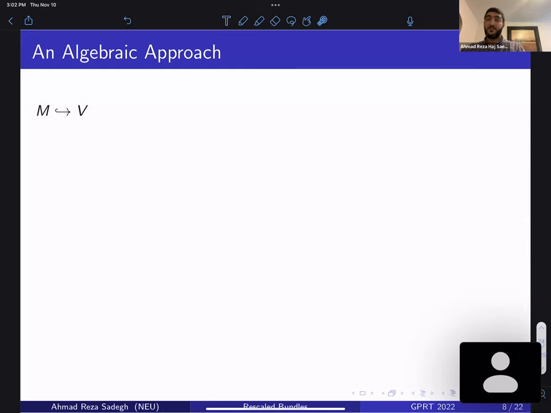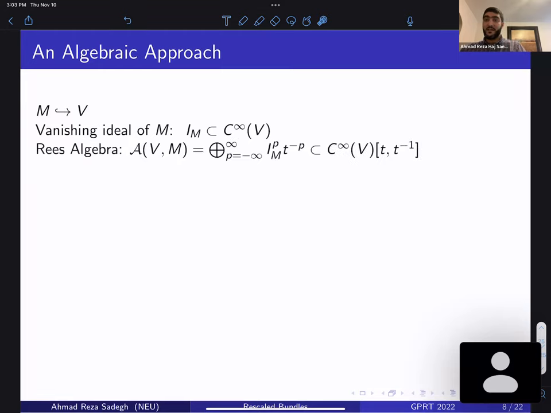Again, start with a general embedding of a manifold M inside the ambient manifold V, and look at the vanishing ideal of that submanifold inside the space of smooth functions. In algebraic geometry, they don't use smooth functions, but we are living in the differential geometry world, so that's what I'm going to start with. In algebraic geometry, they use the Rees algebra and its prime spectrum, as you see here, to define the deformation to the normal cone. So we are going to do exactly the same thing.